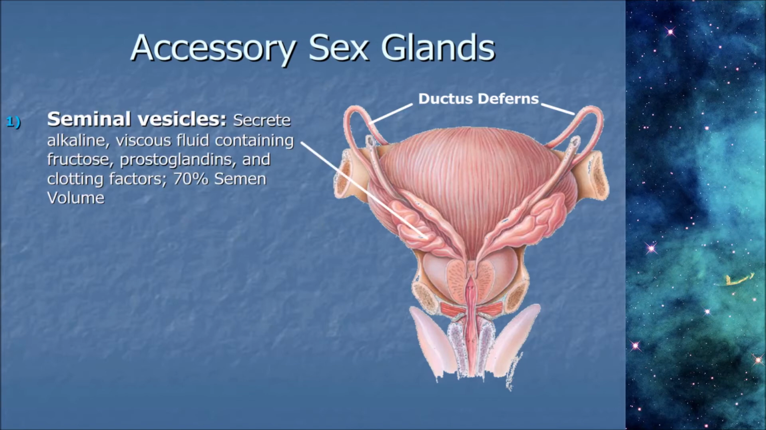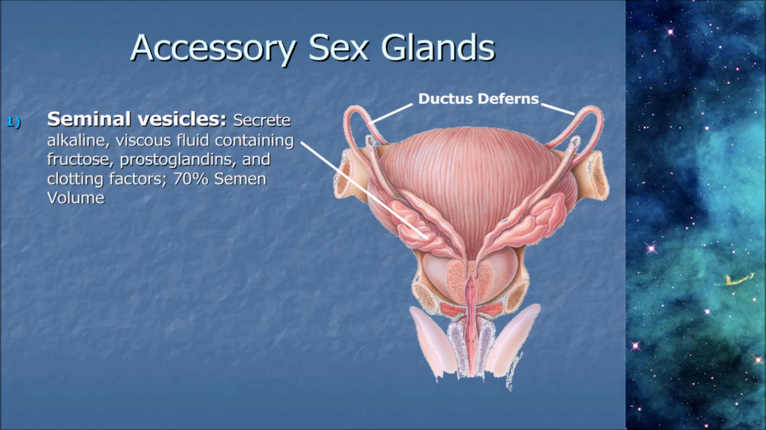The first of these are the seminal vesicles. The seminal vesicles secrete a yellow, alkaline, viscous fluid which contains fructose, prostaglandins, and clotting factors, and it makes up around 70% of the seminal volume. Now, the alkalinity is going to be important because it's going to help us to neutralize the pH of the female reproductive tract, which is quite acidic. Now, the viscousness or viscosity of the semen also helps to hold the sperm up in the female reproductive tract and simply keep them from dribbling back out again before we have a chance for fertilization.